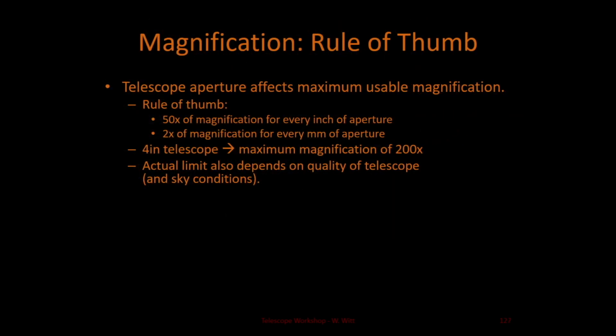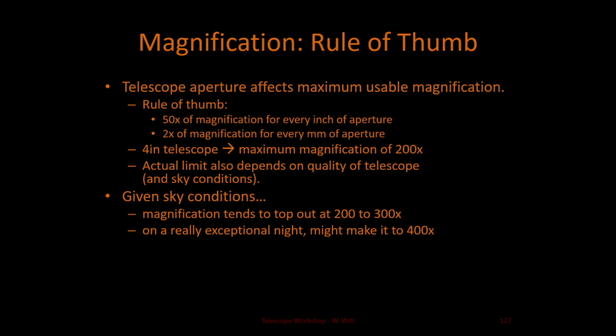Okay, so a rule of thumb for magnification. Your telescope can support, as in you will have an enjoyable view, roughly, for every 1 inch of aperture, about 50x magnification. So if you have a 4-inch telescope, you can go up to 200x magnification and expect to have a good view, subjectively speaking. And likewise, 25 millimeters per inch or so. So 2x of magnification for every millimeter of aperture. Actual limits, again, vary depending on all kinds of other factors, but that's a good rule of thumb.